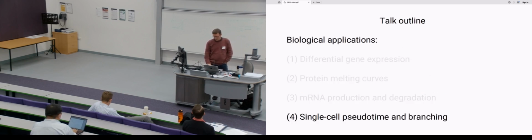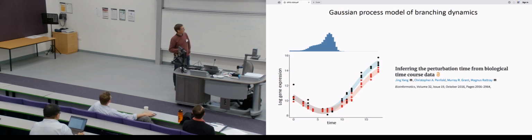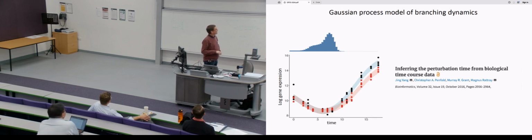Just the final thing is to talk a little bit about single cell data and branching dynamics. Often in biological systems, we're interested in systems where gene expression changes between two different sets of cells, or two lineages or two conditions. We can model that as a kind of branching process. And I'm going to start talking about time series and then talk a little bit about single cell.